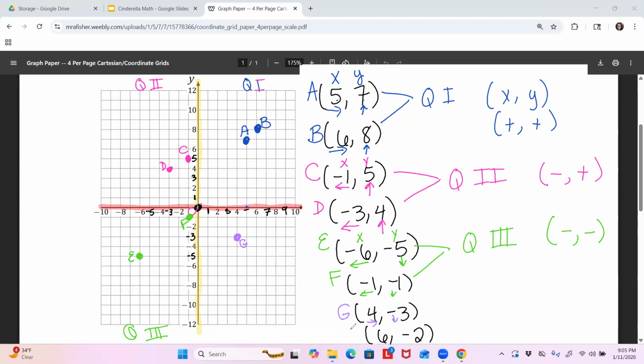And finally, how about point H? Right 6, down 2. So from that center, right 6, down 2. There he is in the purple, H. You'll notice that these two, the purples, landed in quadrant 4. And they had a positive x to the right and then a negative y down. So again, those patterns aren't like, they just are. Some teachers will want you to memorize them, but if you can count, you can do this. I promise.